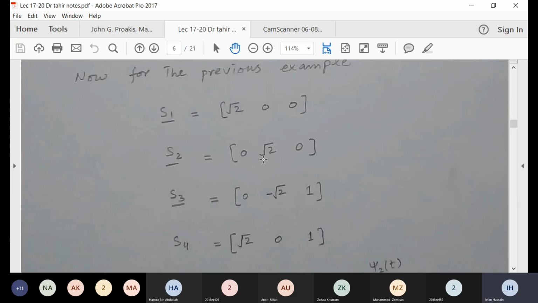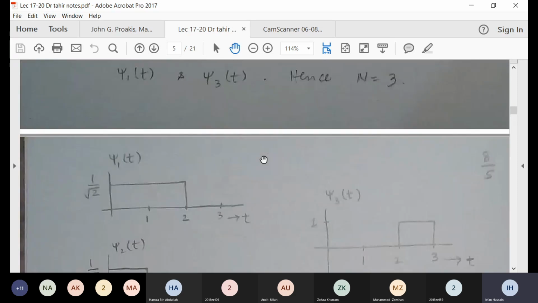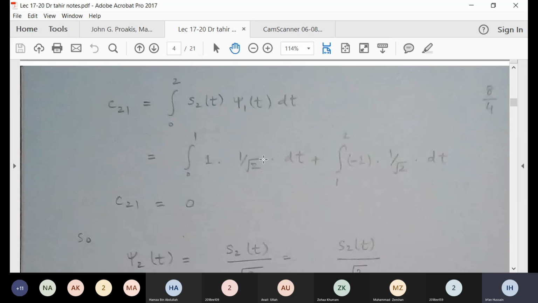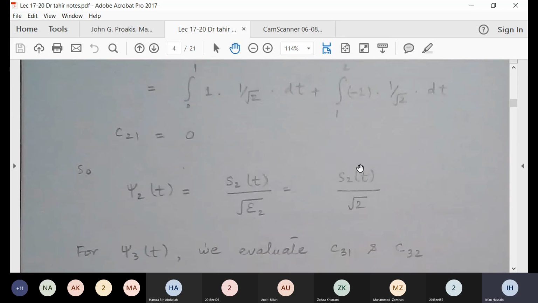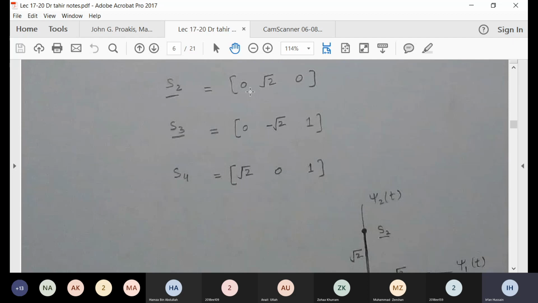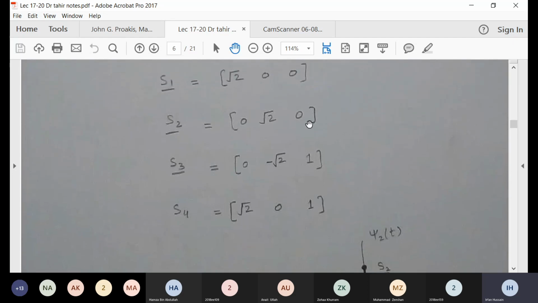under root 2. So if you could see previously, psi 2 just comes out to be S2 over under root 2. You can see here S2 over energy in S2, under root 2. This again shows us that S2 is equal to under root 2 psi 2. In other words, psi 2 represents S2 with just a coefficient of under root 2. So S2 is given by under root 2 psi 2. So that is why you could see that S2 is just 0, under root 2, 0.